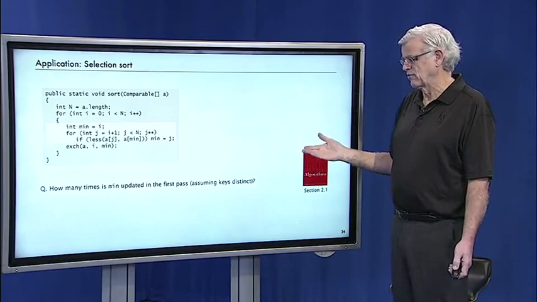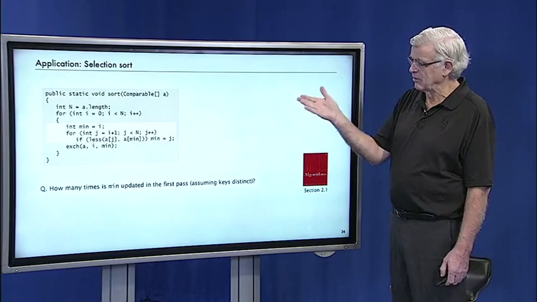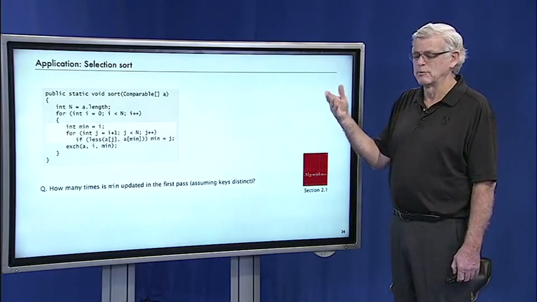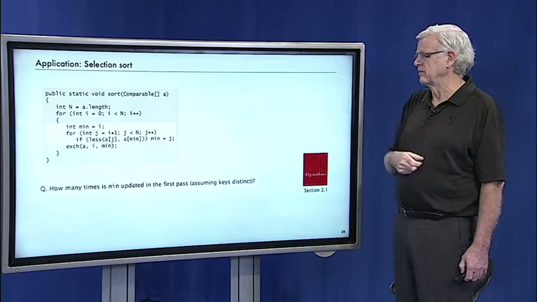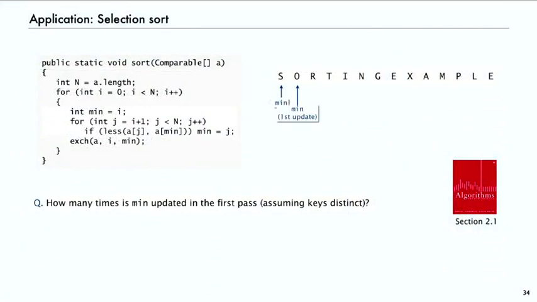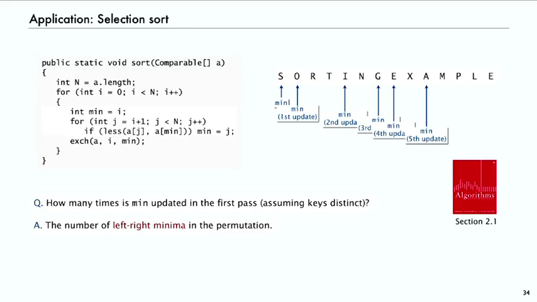So the first question is how many times a variable that keeps track of the current minimum in this code is updated, assuming that all the keys are distinct. In this example, we start out thinking that S is the minimum, O is less, so we update it. R and T are bigger, but I is less, so we update it again. G, E, and finally A is the fifth update. So for this permutation, min is updated 5 times in the first pass. This quantity is called the number of left to right minima in the permutation.